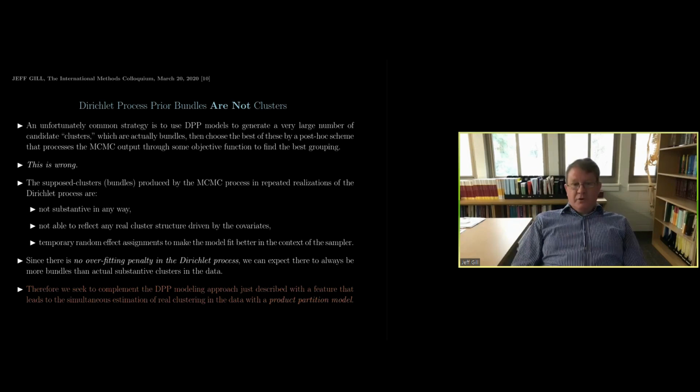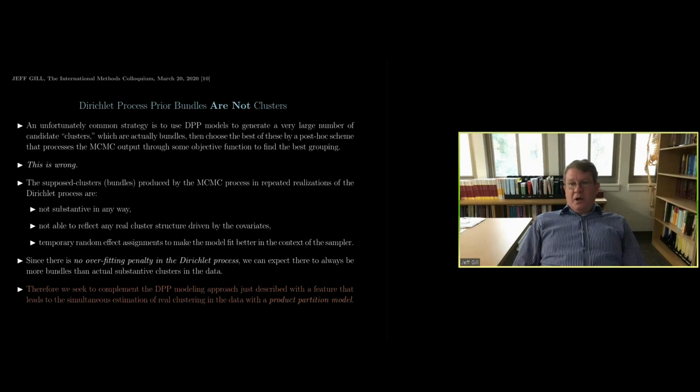First of all, those bundles, those table assignments, are not substantive in any way. The process there is solely designed to use the random effect process to make the models fit better, so that the beta coefficients have smaller credible intervals and the model fits better in general. They're not incorporating the covariates in a clustering way, in any way that's useful, and they're just temporary assignments in the context of the sampler to make the model fit better. Probably most damningly, there's no overfitting penalty in this Dirichlet process. That is, the model will split these people out to as many tables as practical, given the lambda parameter, in seeking to make it fit better. So if there's no overfitting penalty, we're not going to have a good connection to social science clusters.